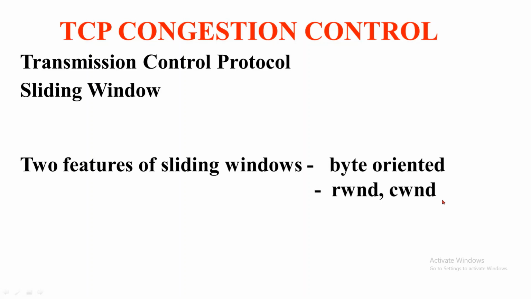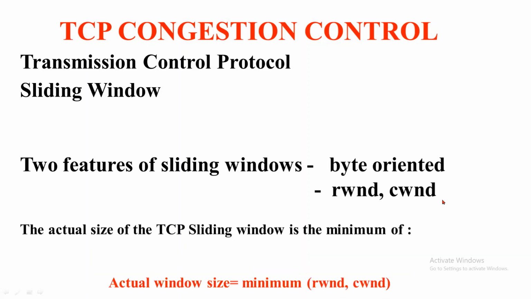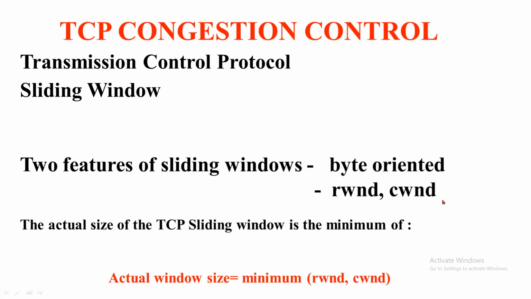And this sliding window has two important features. One is that TCP sliding windows are byte oriented. And the second one is that the TCP sliding window size is nothing but the minimum of two things. The actual window size of the TCP sliding window is the minimum of the receiver window size and the congestion window size. The receiver window size is the window size advertised by the receiver, and the congestion window size is the window size which is determined based on the congestion in the network.